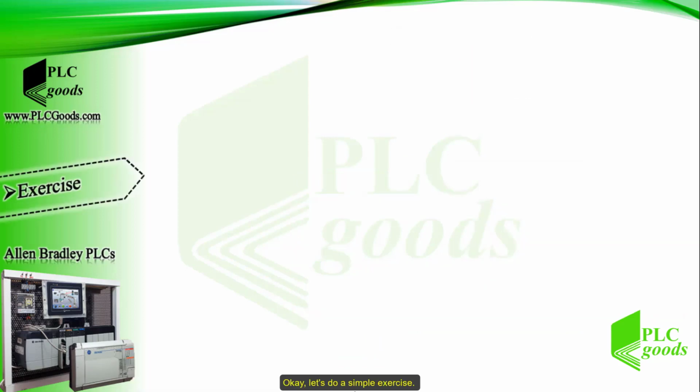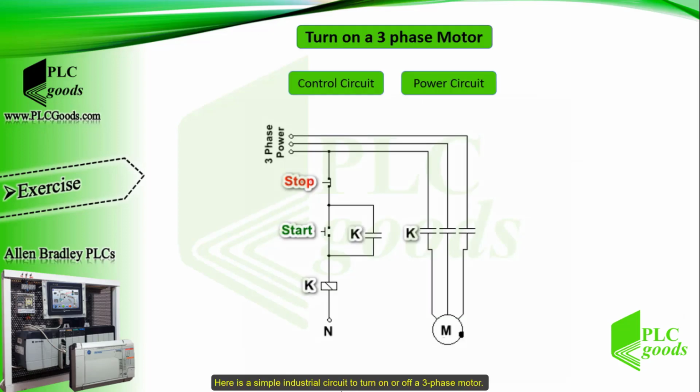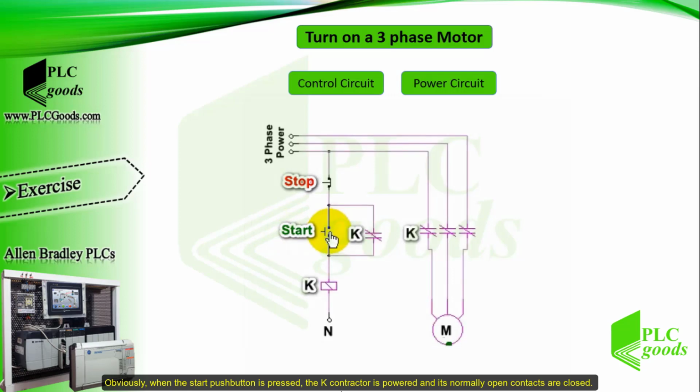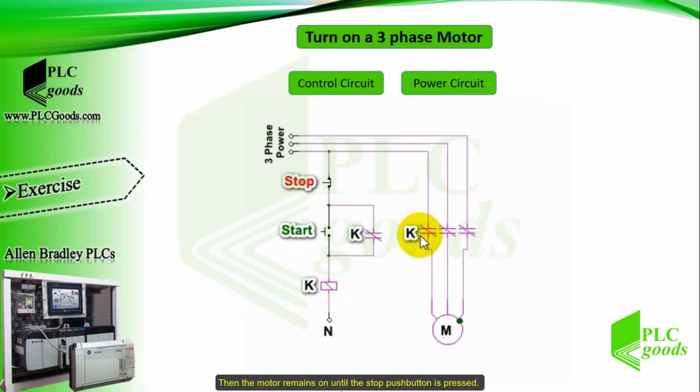Okay, let's do a simple exercise. Here is a simple industrial circuit to turn on or off a 3-phase motor. It can be divided into 2 parts, the control circuit and the power circuit. Obviously, when the start push button is pressed, the K contactor is powered and its normally open contacts are closed. Then the motor remains on until the stop push button is pressed.